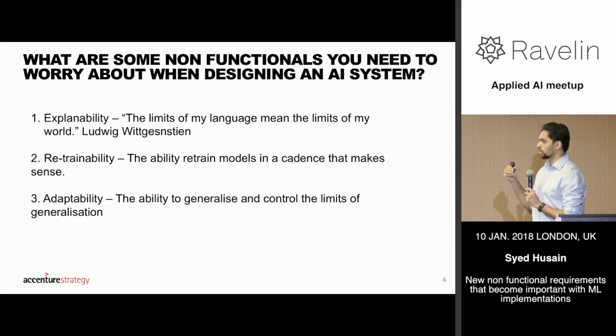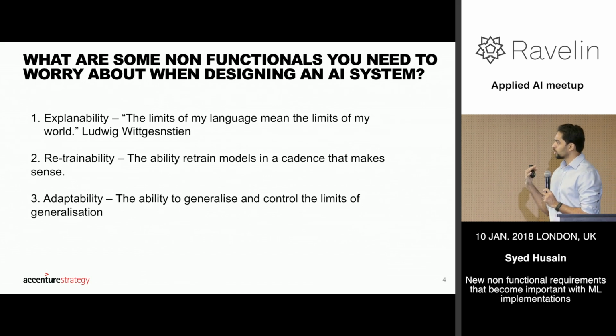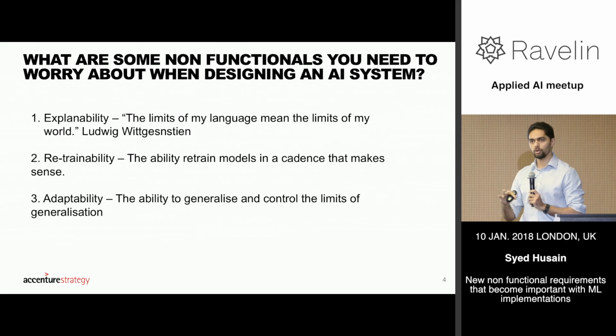So when you talk about systems that use machine learning and artificial intelligence, there are new things that come into play for non-functionals. Usually you have things like availability, you have things like security, all the ilities, right? They're all non-functional requirements. But when it comes to things like this, you start thinking about things like explainability. We've already touched upon this.